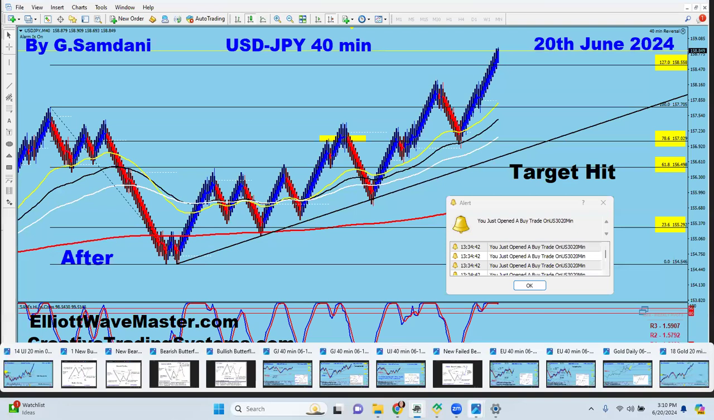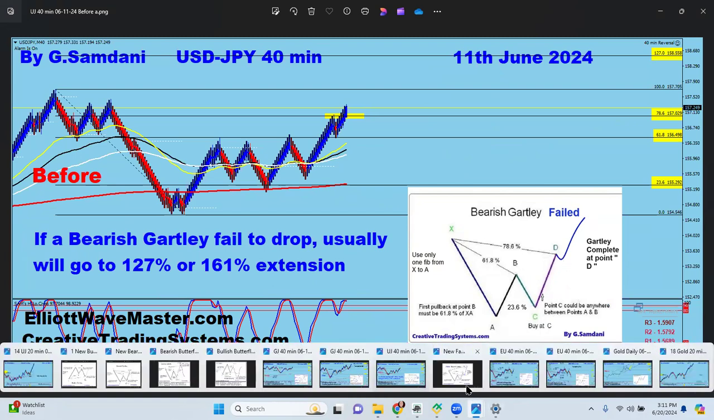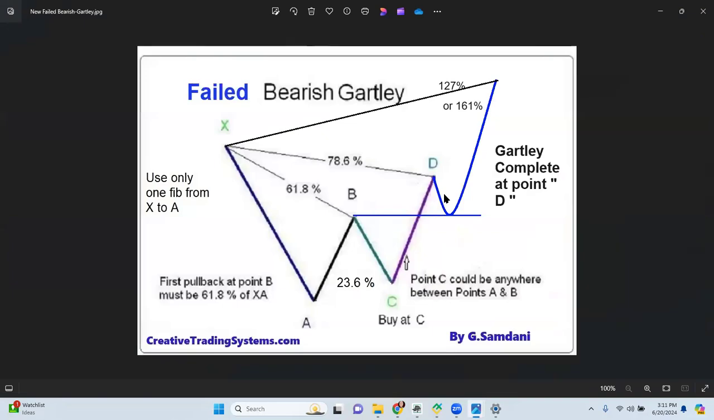And what did I say on the chart? You just read that. That if it failed to drop all the way, then this is what's going to happen. It will drop a little bit and then go back up again, right? And this is a chart that I made, but I made another chart which is much better, like this one.